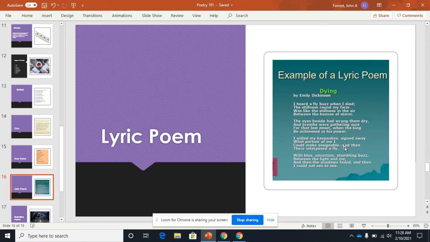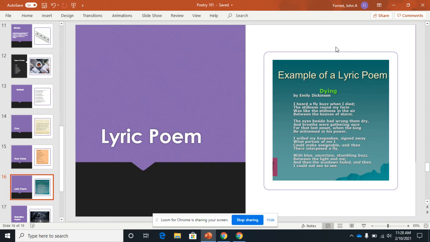Next, we have a lyric or a lyrical poem. And this is a shorter poem in which emotions are expressed through musical language. It's usually written in the first person point of view, so it uses words like I, my, and it usually expresses thoughts or inner feelings.